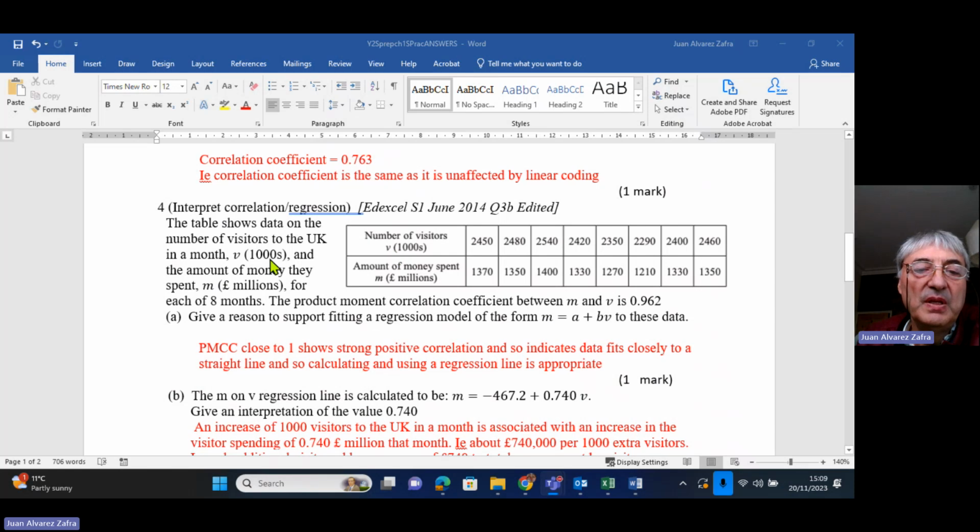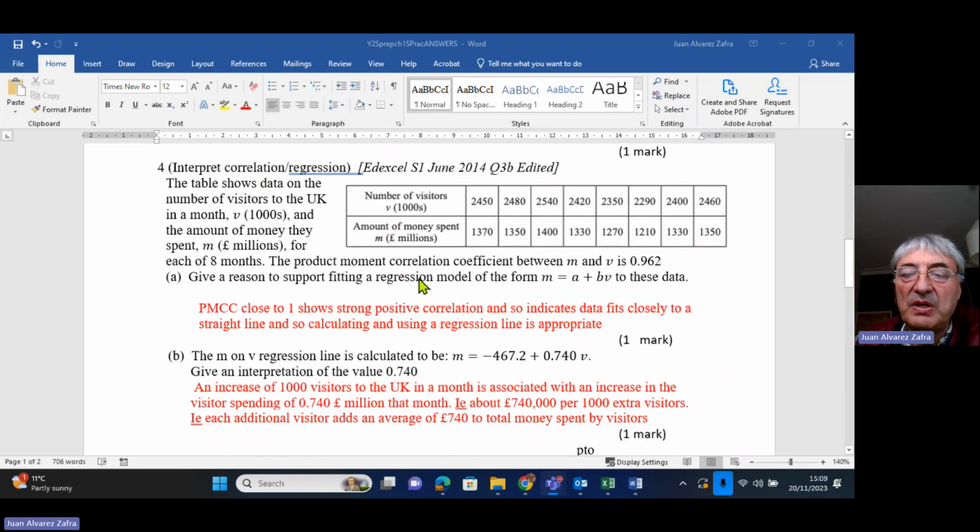Question 4. The table shows data on the number of visitors to the UK in a month, V, visitors in thousands, and the amount of money they've spent, M, in millions of pounds, for each of 8 months. The product moment correlation coefficient between M and V is 0.962.